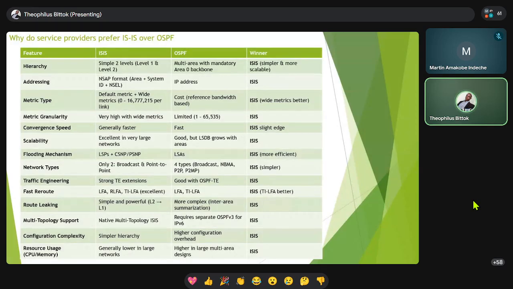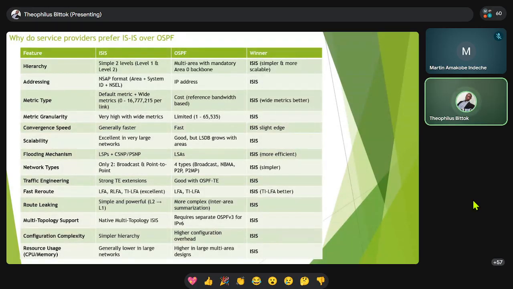Then also when it comes to metric, depending on the metric that you choose, let's say you choose a wide metric, you can configure any metric from 0 up to 16,777,215. But if you choose a narrow metric, then you are not really utilizing the best of what ISIS can offer. But for OSPF, it mostly uses the bandwidth when it comes to determining the best route. So you will find that ISIS still has an edge.